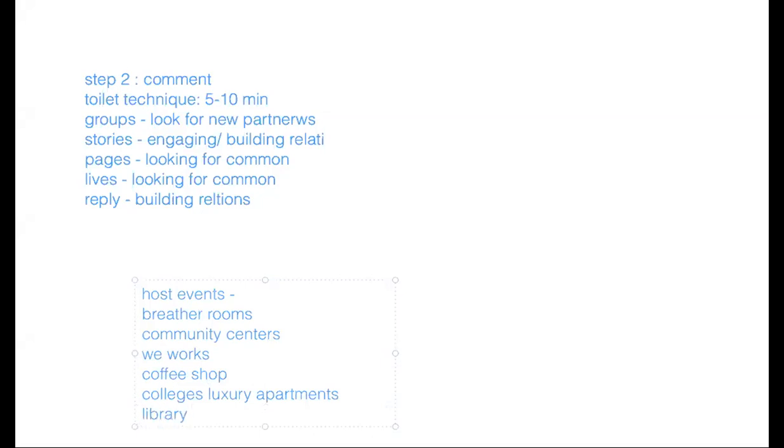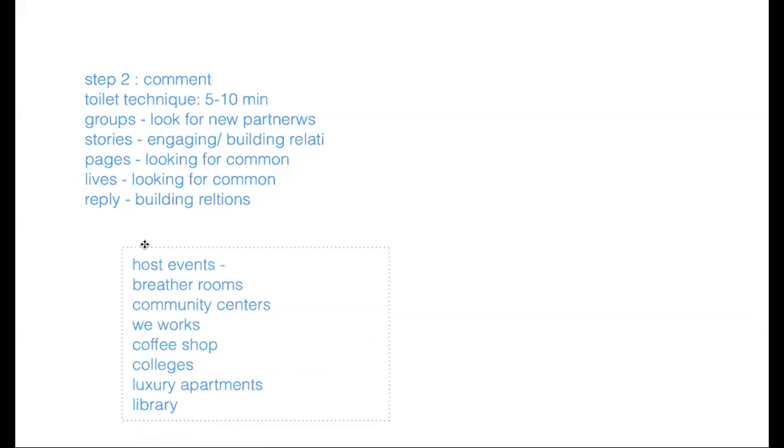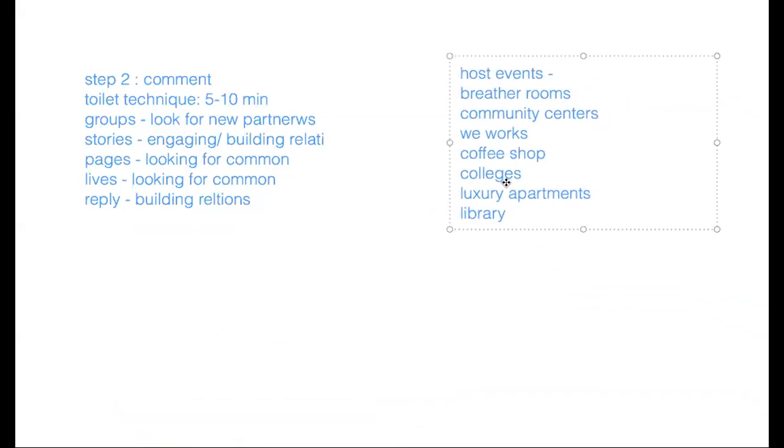If you go to the library, you can get a free room. Usually they're first come, first serve, but that's an option. If you don't have a home, right? If you can't do a home event, there are several different options. Coffee shop, colleges, luxury apartments, library. Those are free. Those are places you don't have to pay for. Breather rooms, you're going to have to make an investment. Usually 70, 80 bucks an hour. You get 2 hours. You get a couple people to throw down.